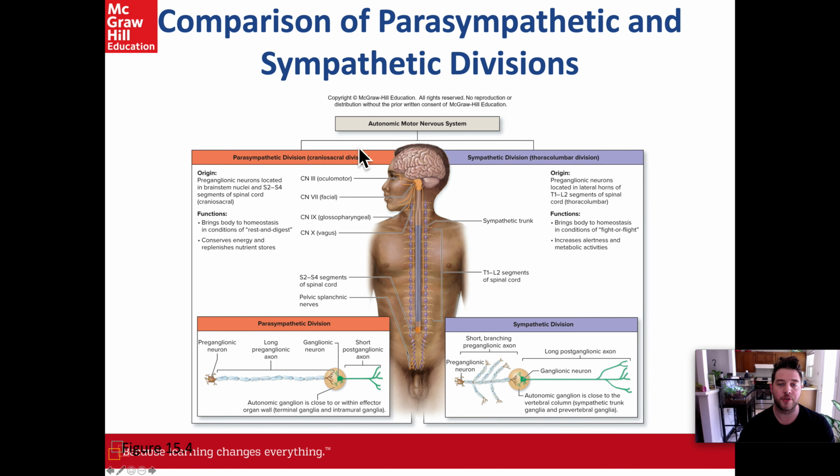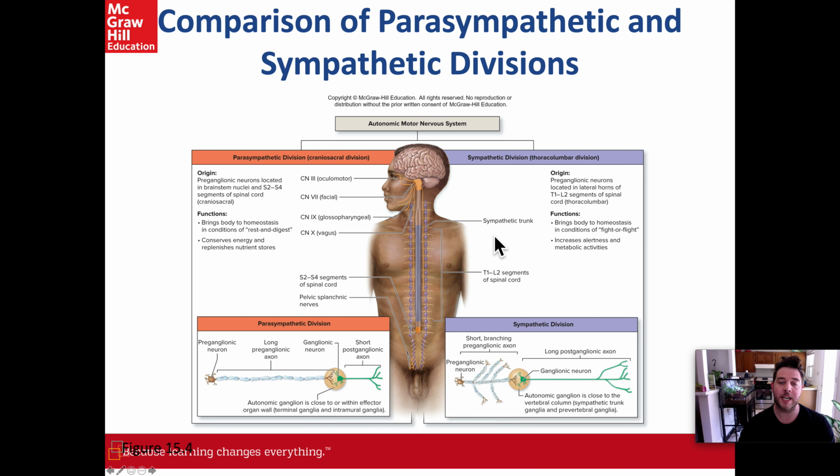So here are the two divisions of the autonomic motor nervous system. You have the parasympathetic, again, originating in the brainstem and the S2 to S4 sections of the spinal cord. So up here superiorly and then lower down here inferiorly, whereas the sympathetic division has the T1 to L2 segments of the spinal cord. We'll get into some of these nerves specifically, but the parasympathetic division uses cranial nerves 3, 7, 9, and 10. The vagus nerve we'll see is very important for this, as well as the pelvic splanchnic nerves.